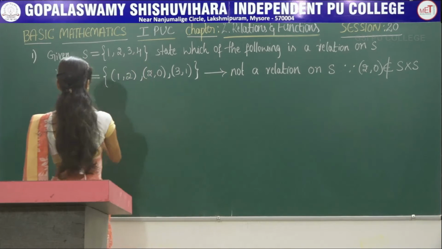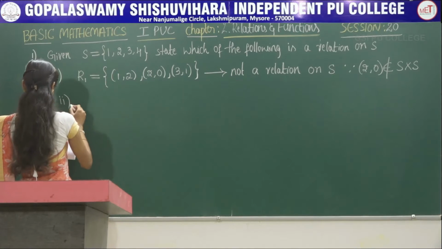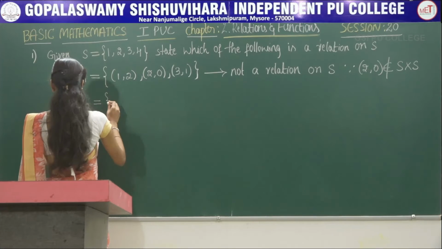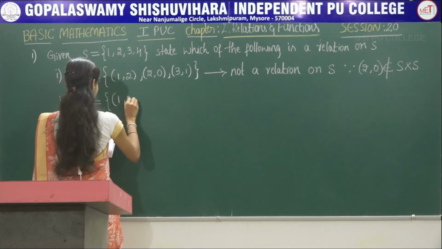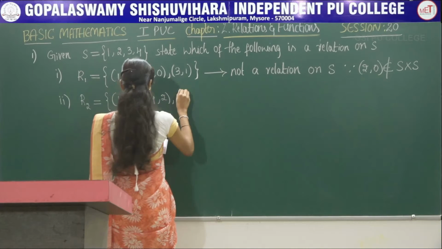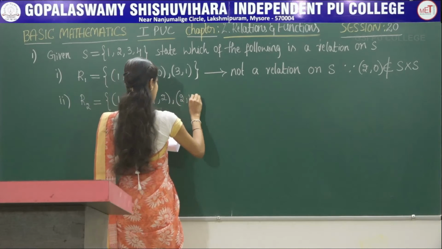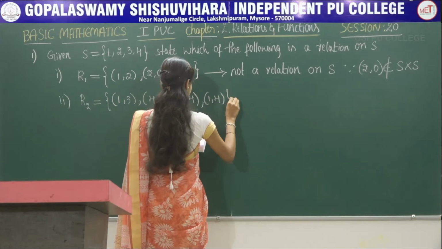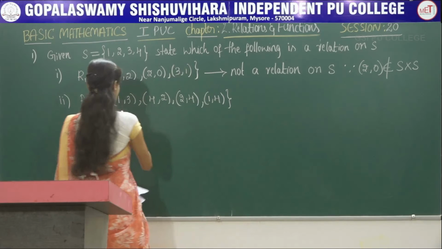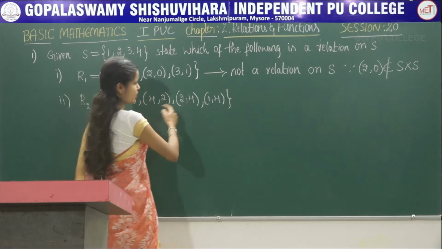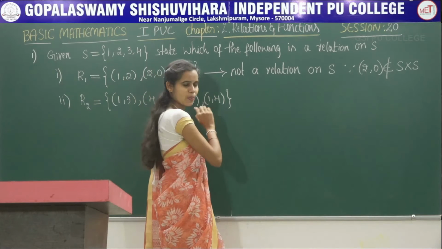Okay. Next, second sub question. R2 is equal to the set of all ordered pairs (1, 3), (4, 2), (2, 4), (1, 2). It contains the ordered pairs (1, 3), (4, 2), (2, 4) and (1, 2).